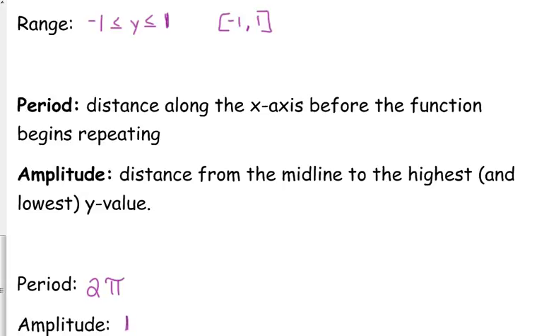Amplitude is always positive. You may want to put that in parentheses. Amplitude is always a positive value. Yes, but we're talking about the distance. Distance is always positive. That's why we usually refer to just the distance to the highest y value. But that distance should be the same to the lowest y value as well.